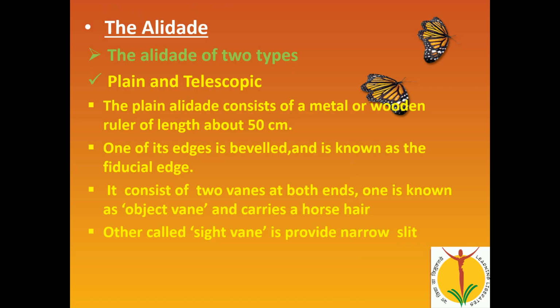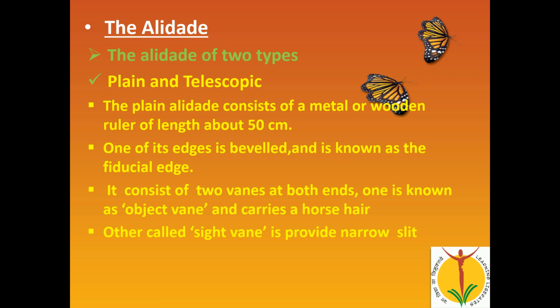Second thing is the alidade. Alidade is the most important in plane table surveying. Alidade has two types. First is a plain alidade and second is a telescopic alidade. The plain alidade consists of a metal or wooden ruler of length about 50 cm. One of its edges is beveled and is known as the visual edge. It consists of two vanes at both ends.